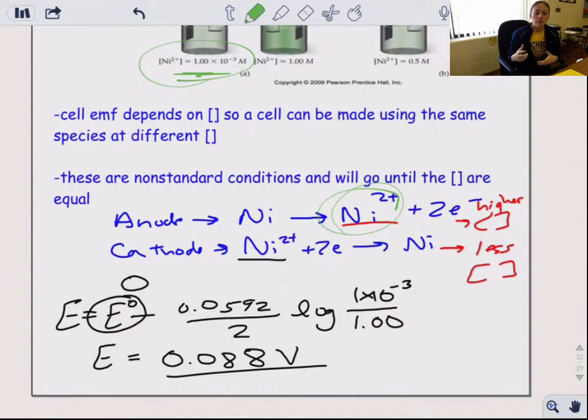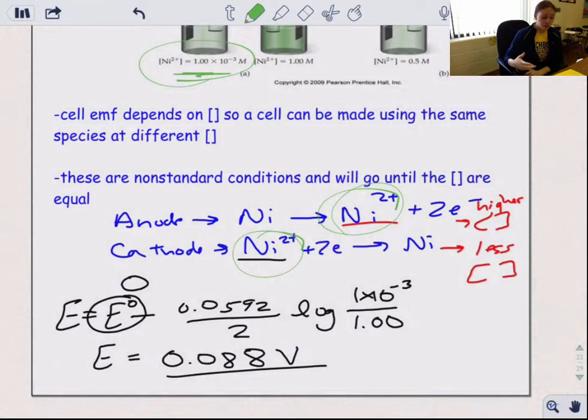So that's 0 minus 0.0592 over 2, because I have 2 electrons going places, times the log of products over reactants. My product is the 1 times 10 to the negative third, because it's the smaller concentration. And my reactant is the larger concentration, because that's the one on the left. So you basically have 2 nickel concentrations.